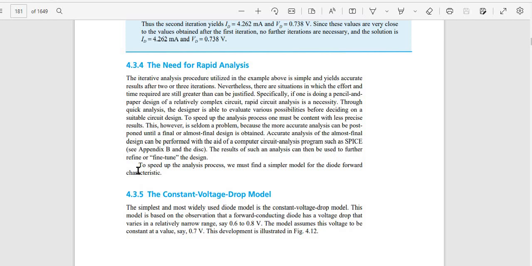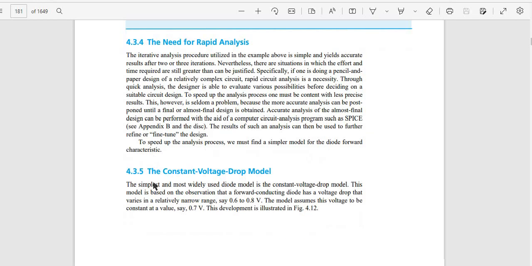To speed up the analysis process, we must find a simpler model for the diode forward characteristics.